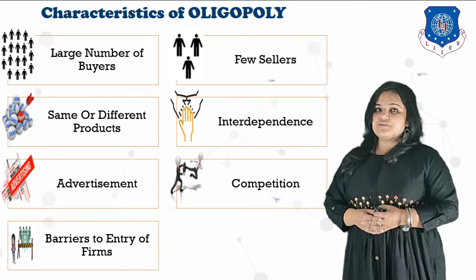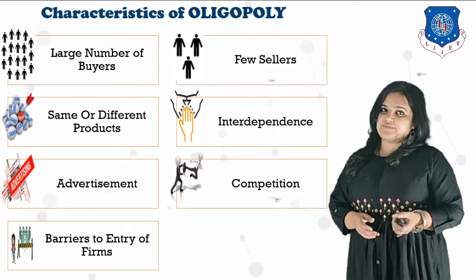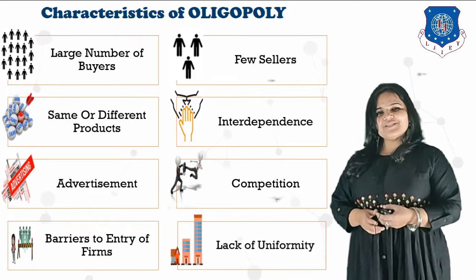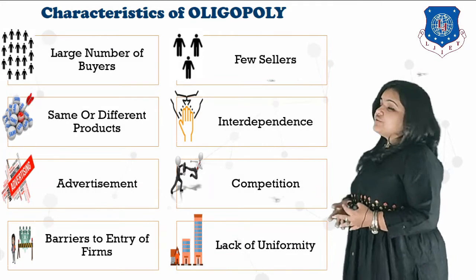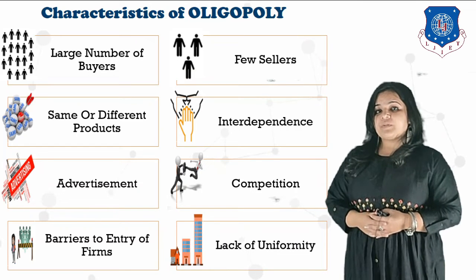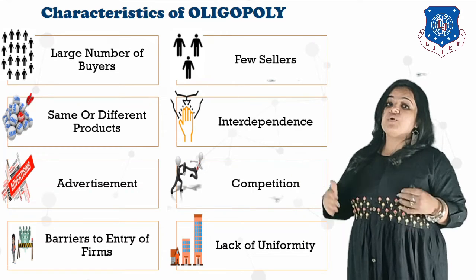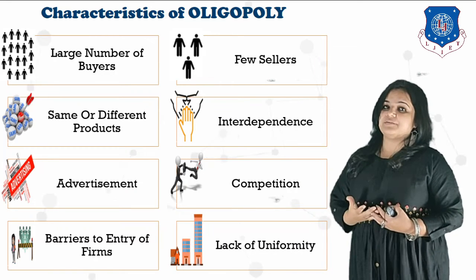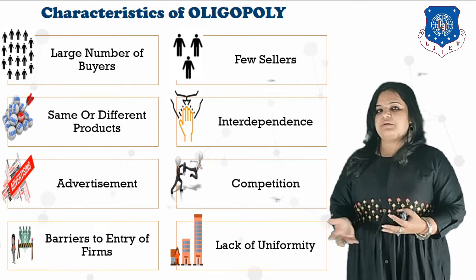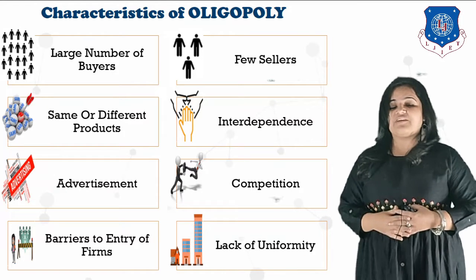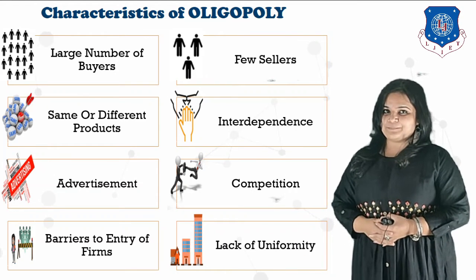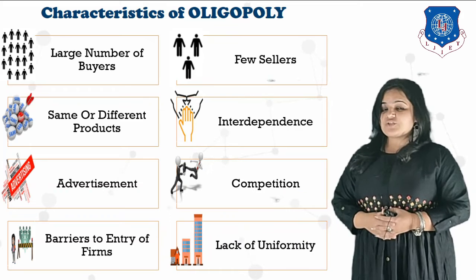There are barriers to entry for these firms. Last but not the least, there is lack of uniformity in oligopoly. All the firms do not work in the same manner. Each one of them works in a different manner, works with a different price and fights the competition with a different price. These were the characteristics of oligopoly.